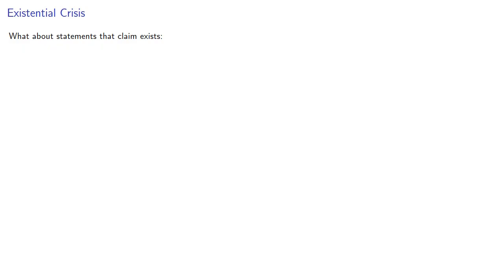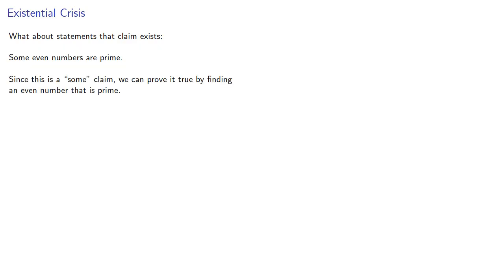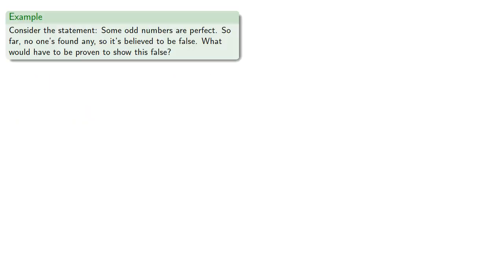What about statements that claim something exists? Some even numbers are prime. Since this is a some claim, we can prove it true by finding an even number that is prime. But what if we can't find that number? So consider the statement, some odd numbers are perfect. Now, so far no one's found any, so it's believed to be false. So what would have to be proven to show that this is in fact false?